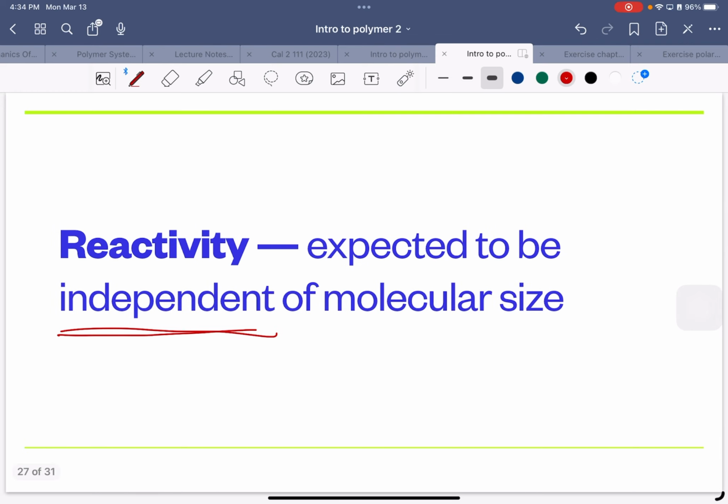Later, we are going to see why this reactivity is really independent, when we see the Carothers equation and how we can build up equations that do not depend on the molecular size. If we know the reactivity between two molecules, like monomers A and monomers B, we can predict how high the percentage of conversion will be.